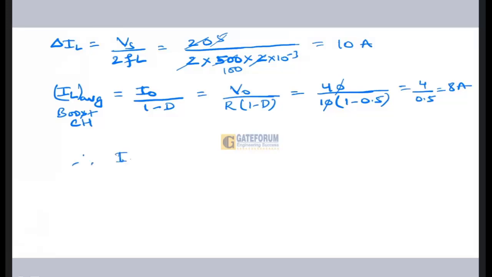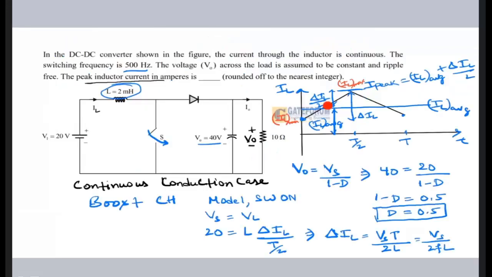Therefore IL peak or IL max will be equal to IL average plus delta IL by 2. That is what I got from the graph. As you can see, for the continuous conduction mode, it is going from this to this. This total part from here to here is IL maximum minus IL minimum, which is nothing but delta IL. So this is delta IL by 2 and this is delta IL by 2. This total part is your IL average, and this part is your delta IL by 2. So IL peak is IL average plus delta IL by 2.